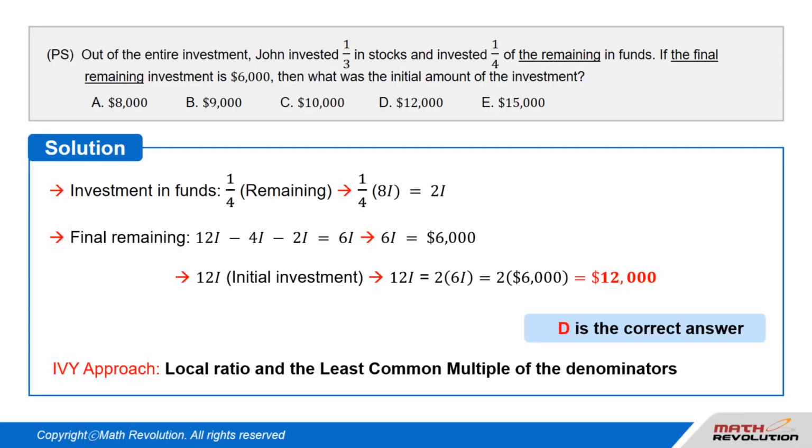You should remember that the words the remaining and the final remaining mean local ratio, and using the least common multiple of the denominators is one of the IV approaches. Okay, this one clearly shows the recent trend of local ratio questions in the GMAT. Answer D.